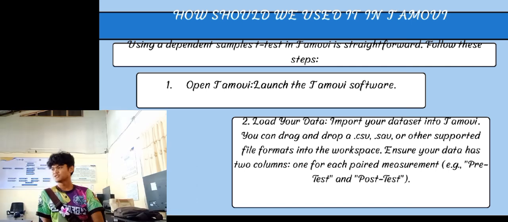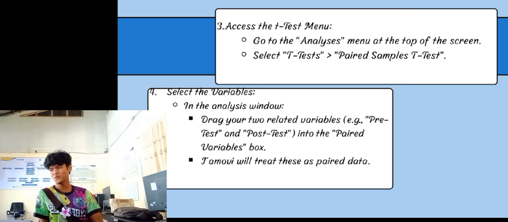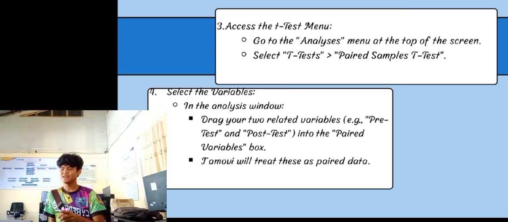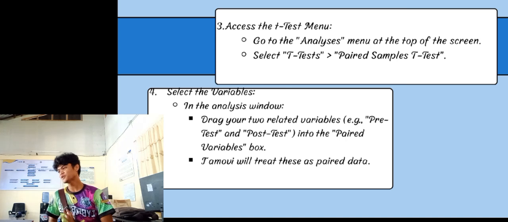Step 3, access the t-test menu. Go to the Analyses menu at the top of the screen. Select T-Tests, Paired Samples T-Test. Step 4, select the variables. In the analysis window, drag your 2 related variables, for example pre-test and post-test, into the paired variables box. Jamovi will treat this as paired data.